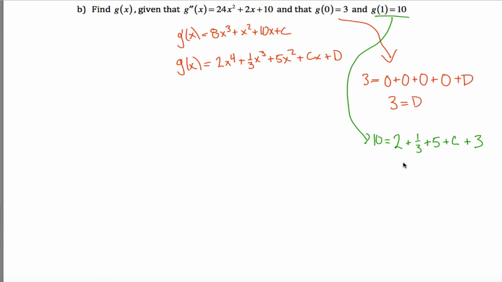If you solve this, things work out nicely because 2 plus 5 plus 3 is 10. So if you subtract 10 from both sides of the equation, you get 0 is 1/3 plus c. So therefore, c equals negative 1/3.